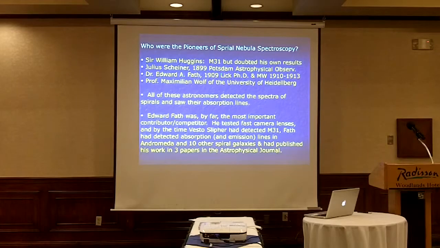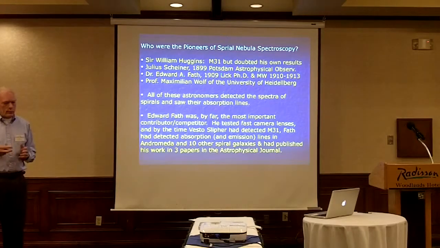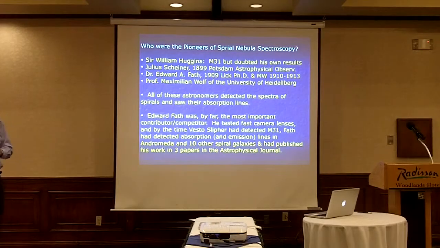All of these astronomers detected the spectra of spirals and saw absorption lines. So when Slipher arrived at the point of doing his observations, he concentrated not on the nature of the spectrum, whether it was emission line or absorption line. People accepted that it was an absorption line spectrum, and that allowed Slipher to concentrate on measuring the Doppler shift.